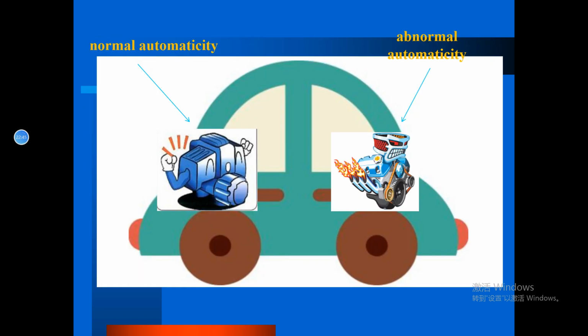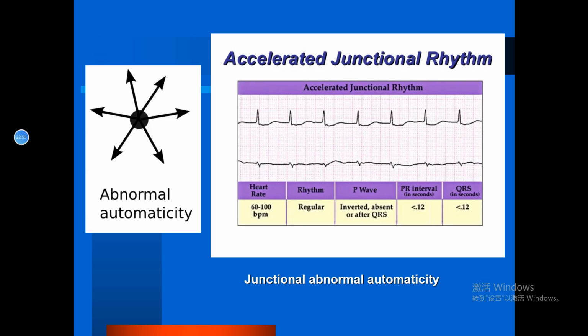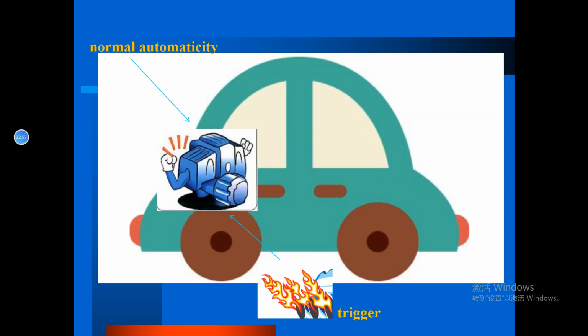Let's compare to the analogy of this picture. Okay, it has one engine. It has a second engine. So we call it abnormal automaticity, right? And this one, only one engine, but has a trigger like a fire. It can accelerate the working speed of the normal engine. So that is the second mechanism of tachycardia, trigger activity. You understand that?